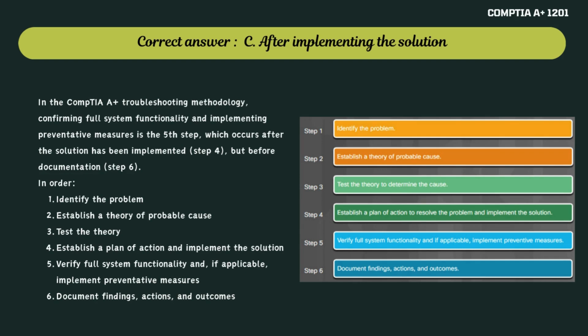In order: 1. Identify the problem. 2. Establish a theory of probable cause. 3. Test the theory. 4. Establish a plan of action and implement the solution. 5. Verify full system functionality and, if applicable, implement preventative measures. 6. Document findings, actions, and outcomes.